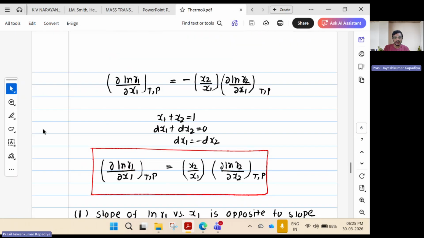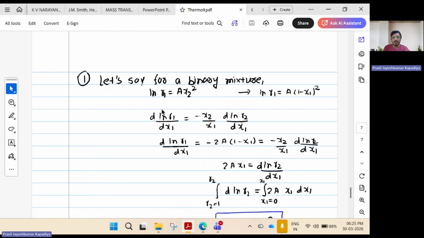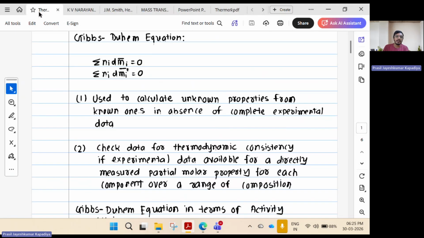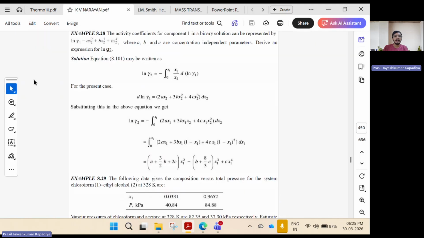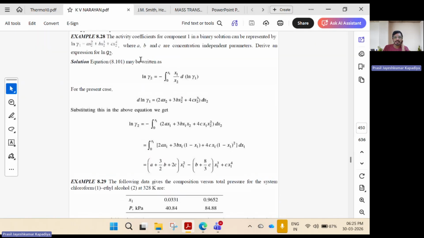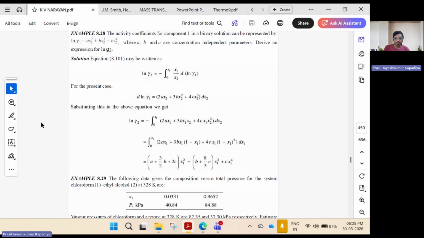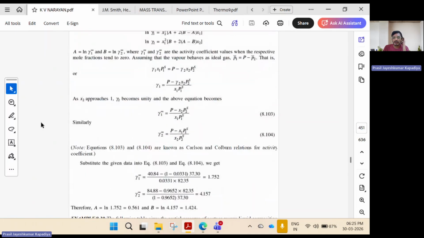We did this for the two-parameter Margules equation. We had ln gamma 1 is equal to a x2 square. We found d ln gamma 1 by dx1, applied the integration, and found ln gamma 2 is equal to a x1 square. Similarly, here it is not a straightforward thing. We are given a more complex relation, a x2 square plus b x2 cube plus c x2 raised to 4, so we will have a slightly more complex integration. So that is what we have done.